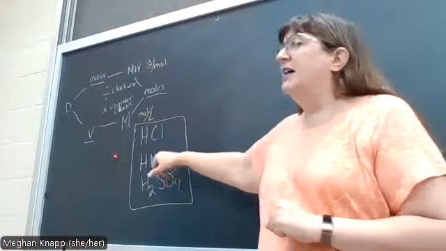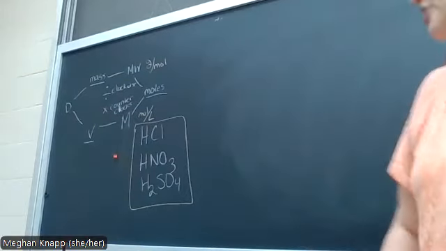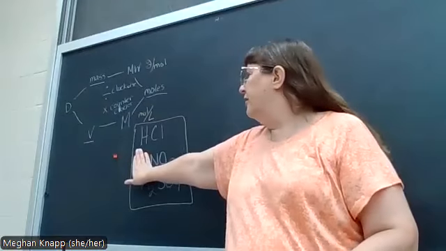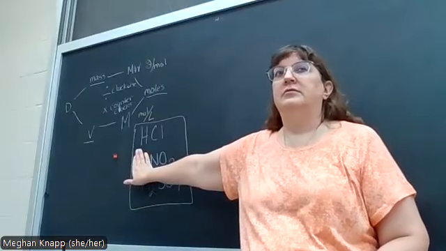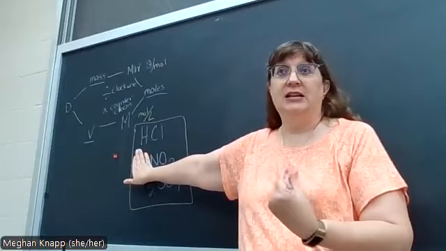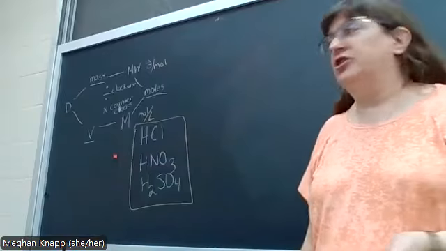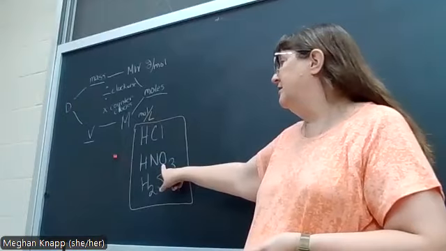Simple rule, if there is oxygen, you're going to change ate to ic. So without the hydrogen in front, what ion is that? Nitrate. So we're going to change ate to ic. It's going to be nitric. And then we're going to add the word acid because there's a hydrogen up front. So this is nitric acid.